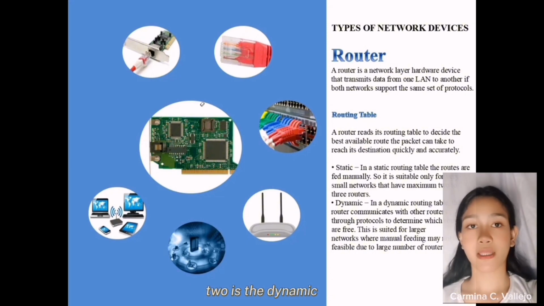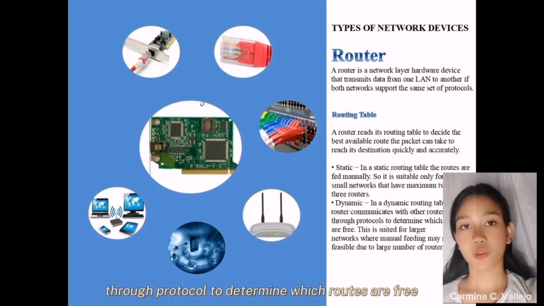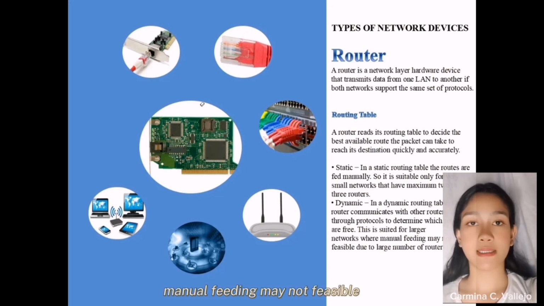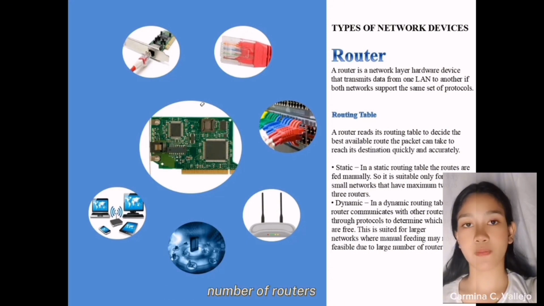Two is dynamic. In a dynamic routing table, the router communicates with other routers through a protocol to determine which routes are free. This is suited for larger networks where manual feeding may not be feasible due to a large number of routers. The next network device is the switch.